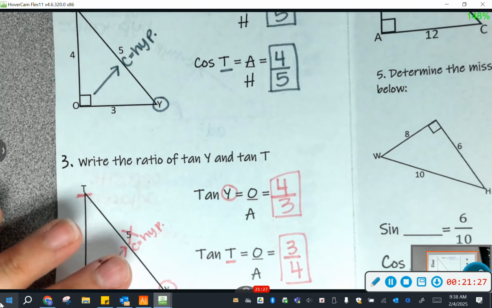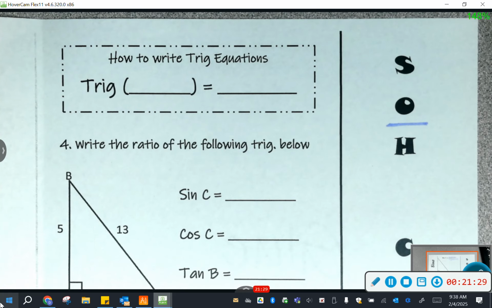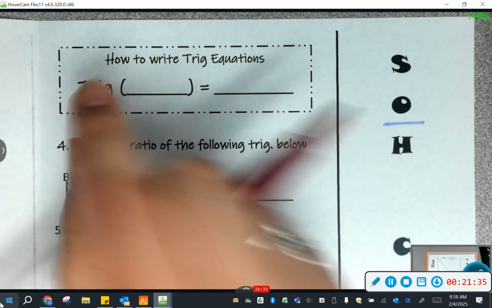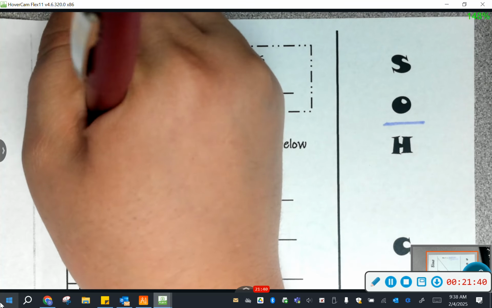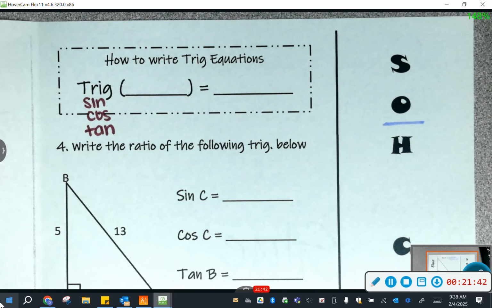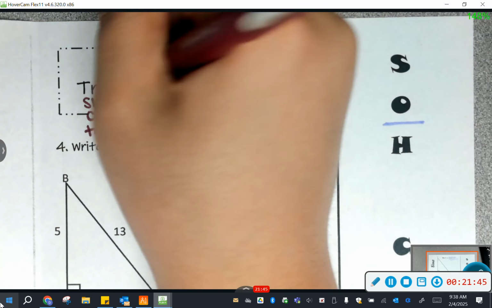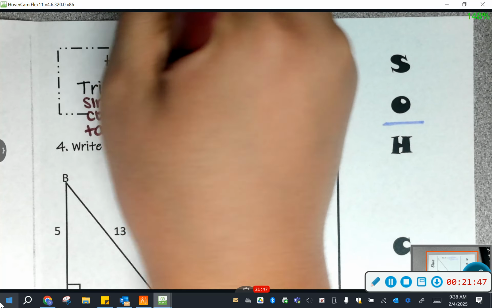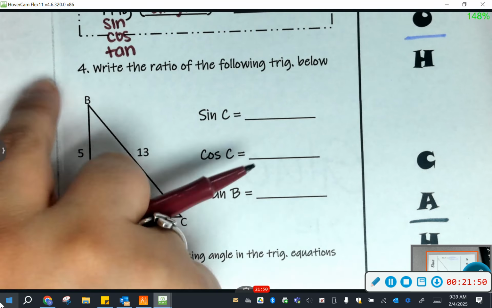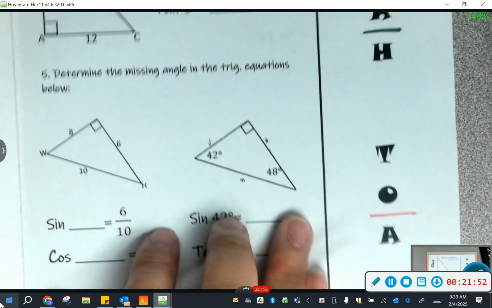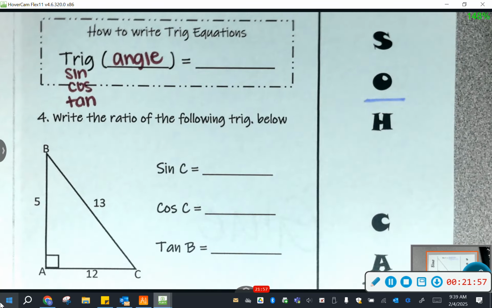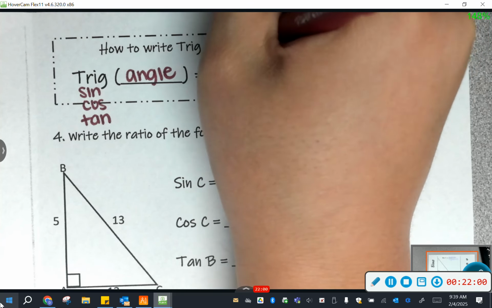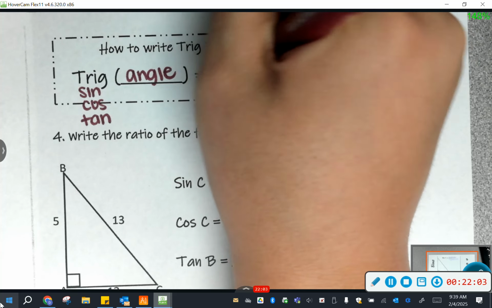All right. Slide on over. How to write a trig equation. Your trig functions are sine, cosine, and tangent. So you're always going to put those in the beginning. In the parentheses is always going to be your angle. In this case, the angles are all letters, A, B, and C. But down here, don't I have numbers for my angles? So it could be numbers or letters. And then you're always going to divide a side by a side.